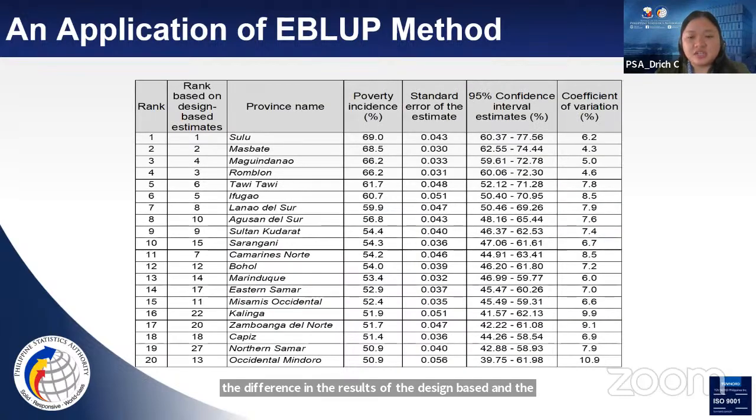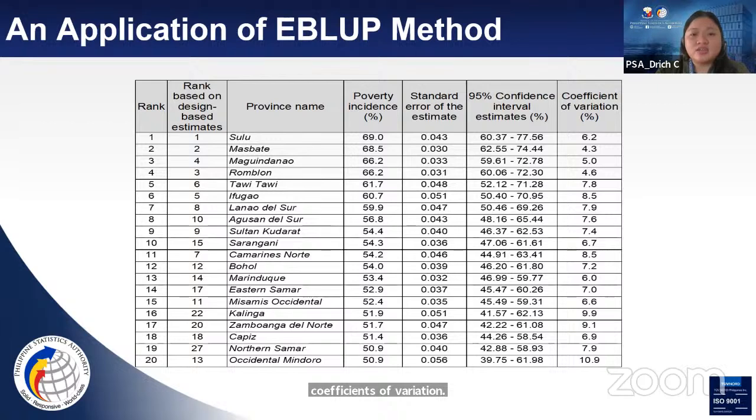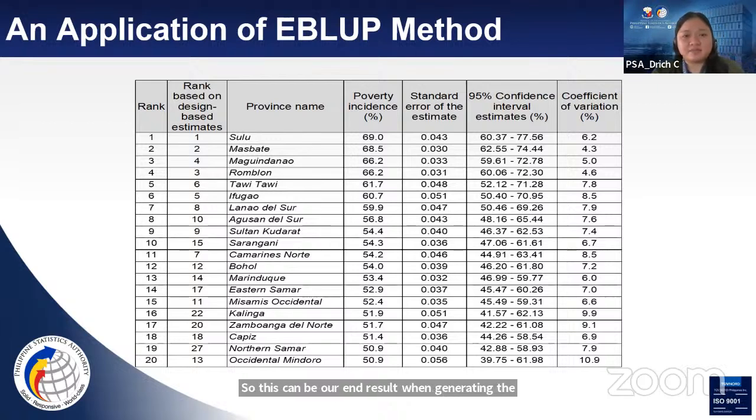This is the area level results. This is just a snapshot of certain provinces that have generated small area estimates. As you can see, once we generate the Y, our poverty incidence, we can also generate our standard error. And from the standard error of the estimate, we can generate the confidence intervals as well as the coefficients of variation. So this can be our end result when generating the small area estimates of poverty.